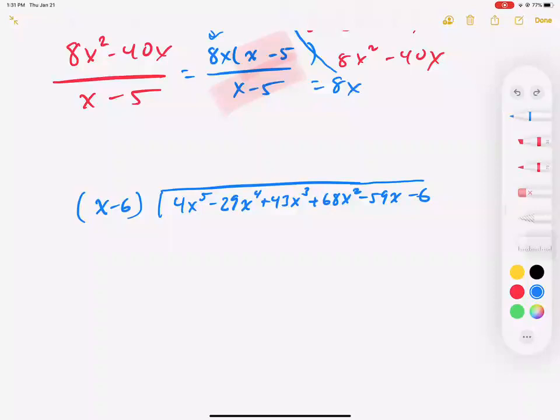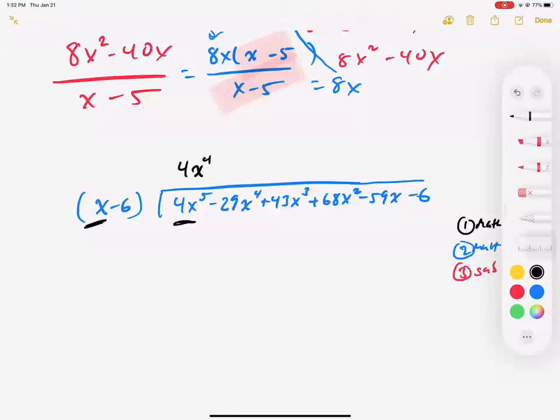So here we go. First rule, we'll go ahead and use colors. 1 is to match. 2 is to multiply. And 3 is to subtract. Okay. Here we go. That's match first. What can I multiply x by to become 4x to the 5th? I need a 4 and I need 4 more x's. That's it. That's setting it up.